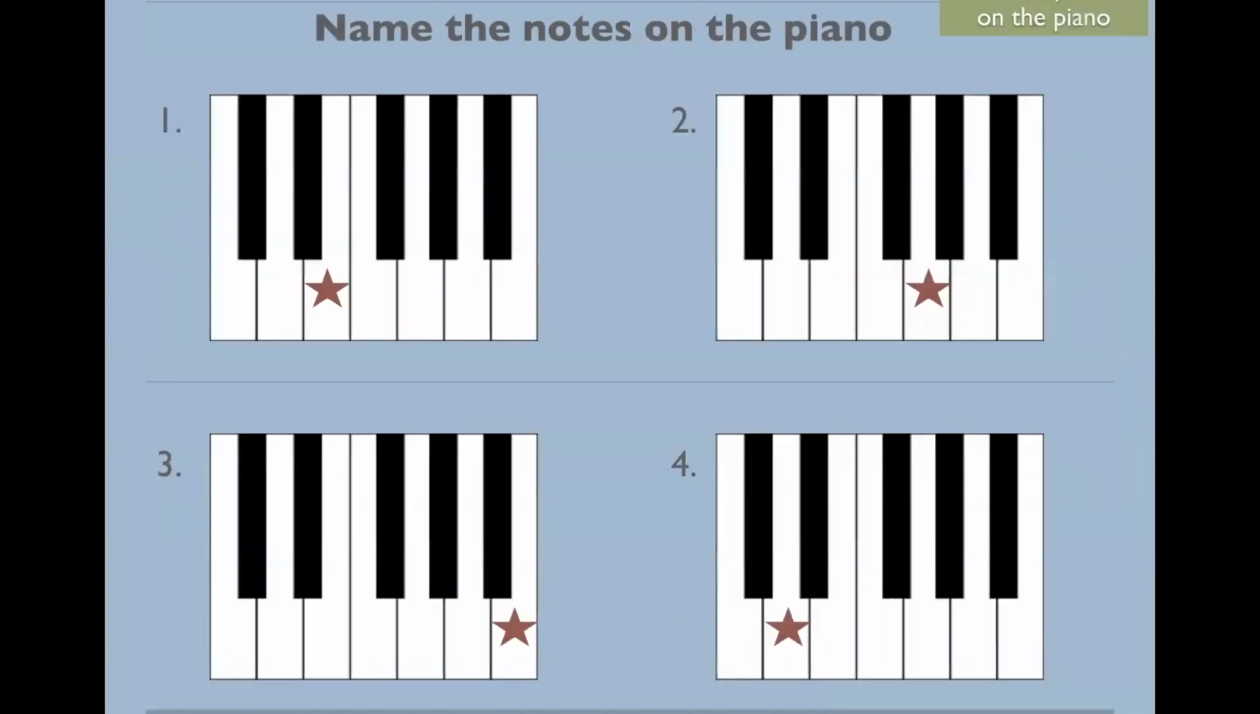Okie dokie. So to test your knowledge so far, using that same method, working out where C is, C is to the left of the 2 black keys, moving up in sequence and working out what each one of these notes are, where the stars are. So if we put 1 to 4 on our sheets, answer the following questions and pause the video.